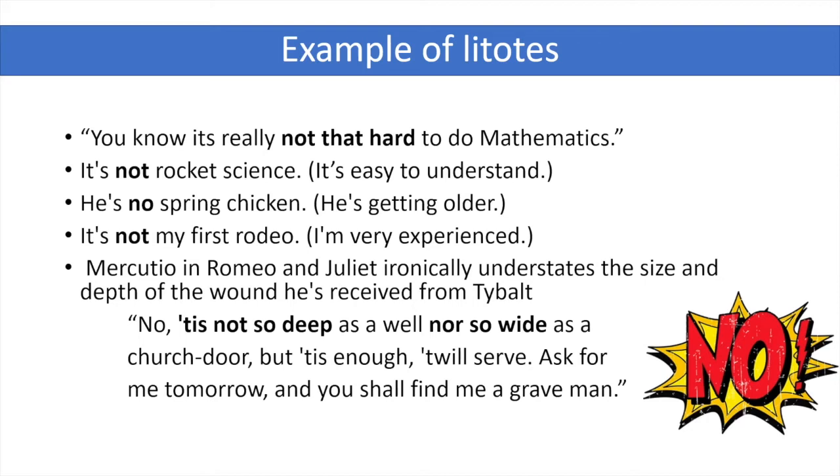An example in literature is when Mercutio in Romeo and Juliet ironically understates the size and depth of a wound that he's received from Tybalt. I've highlighted the places where this understatement happens.